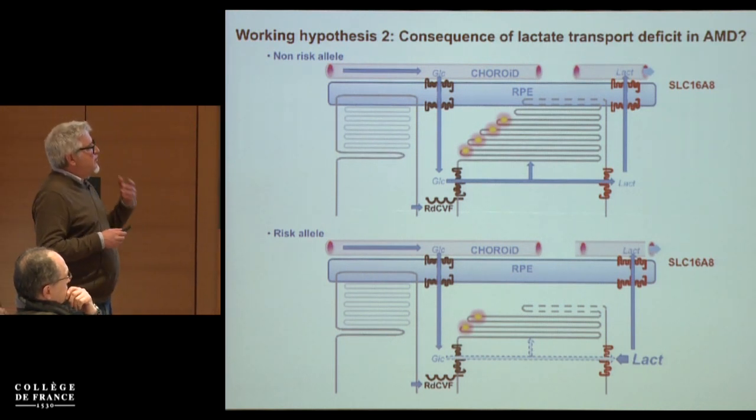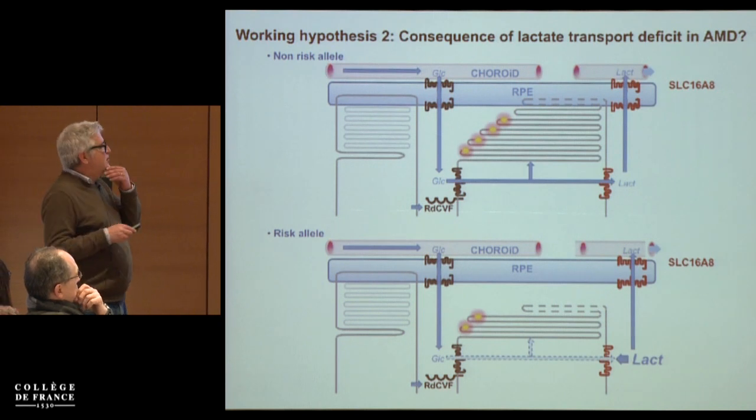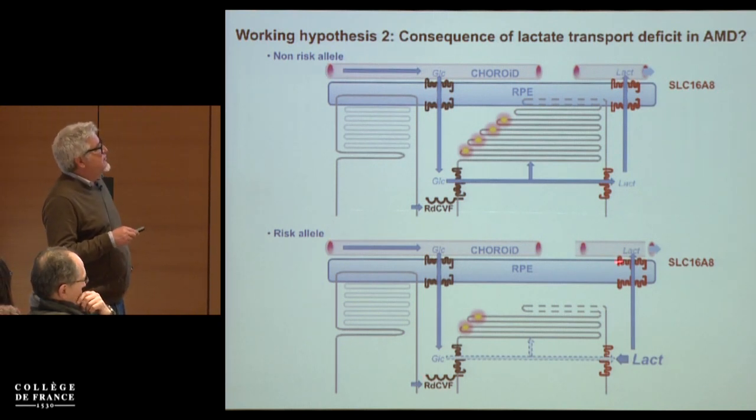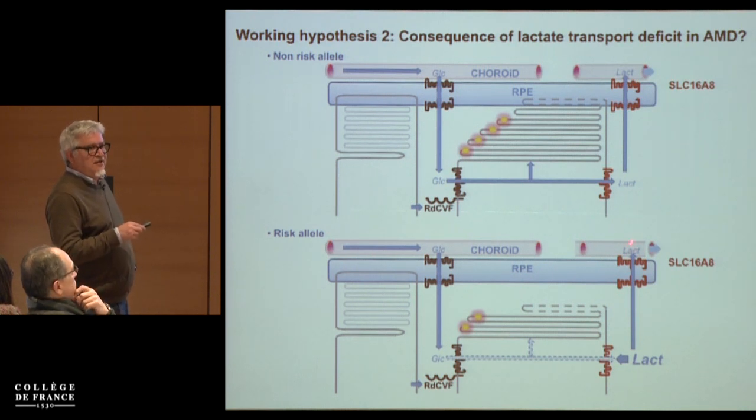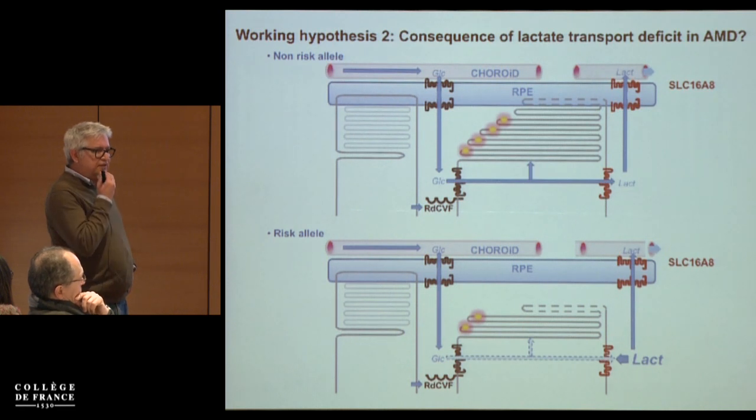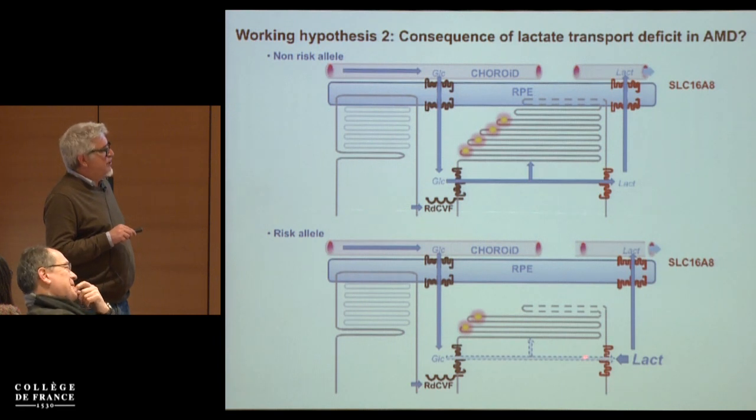So the idea from the early beginning, which is maybe more complex than this, is that if you have the risk allele, you have a dysfunction of the lactate transporter here, which will promote an increase in lactate concentration in the inner retina. And then, because the lactate transporters, like glucose transporters, are facilitated transporters, we have a lot of problems to function in this direction because of an increased concentration in this one.